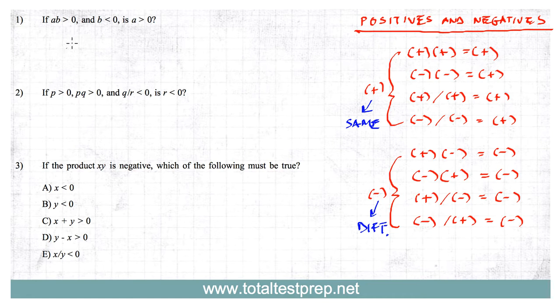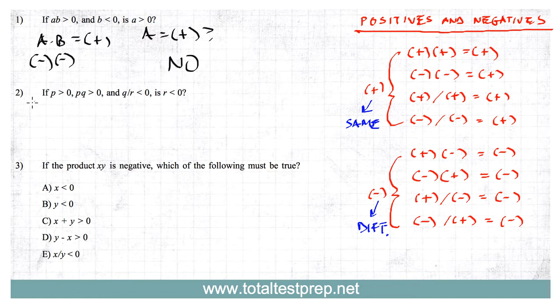I find it usually easiest to rephrase them using pluses and minuses, just to remind myself of these rules. So when they tell us a times b is greater than 0, I'll write that as a times b is positive. And if b is less than 0, they're telling me that b is negative. So now the question becomes, is a a positive number? Well, I'm multiplying two numbers and I get a positive result. What that tells us is that a and b have the same sign. So if b is negative, a has to be negative as well, which means that the answer to this question is no.